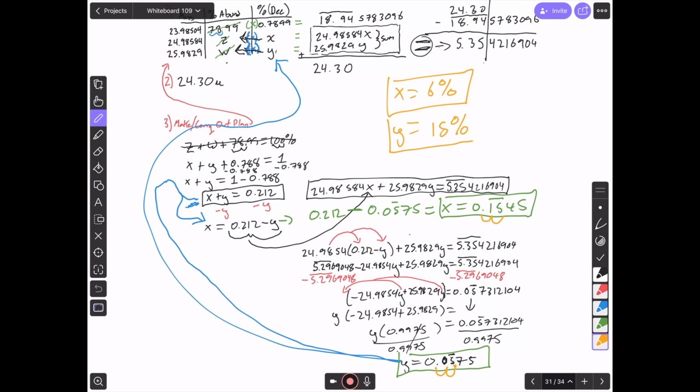And you can check yourself by adding these all up, right? So 15 plus 6 plus 78.99 should be roughly 100%. So let's do that. 6 plus 15 plus 78.99, I got 99.99, which is, I would say, roughly 100. So good job. That's how we do it.